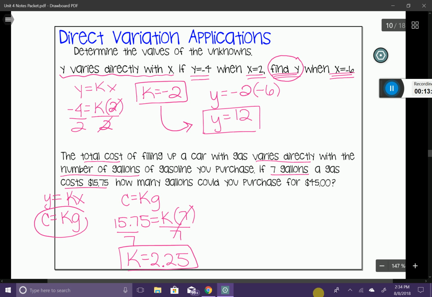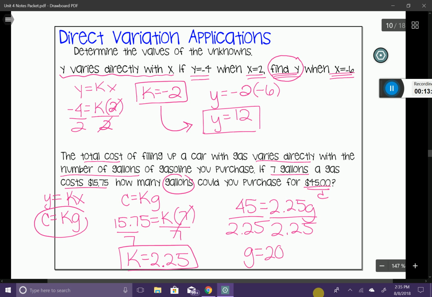How many gallons, that's what I want to know, could you purchase for this cost? So, if $45 is my cost, I know my K value is 2.25. I want to know how many gallons. And I'm just simply solving that one-step equation. Divide both sides by 2.25. And then go ahead and calculate that. G is going to equal 20, which means it'll take 20 gallons. And that's your final answer.